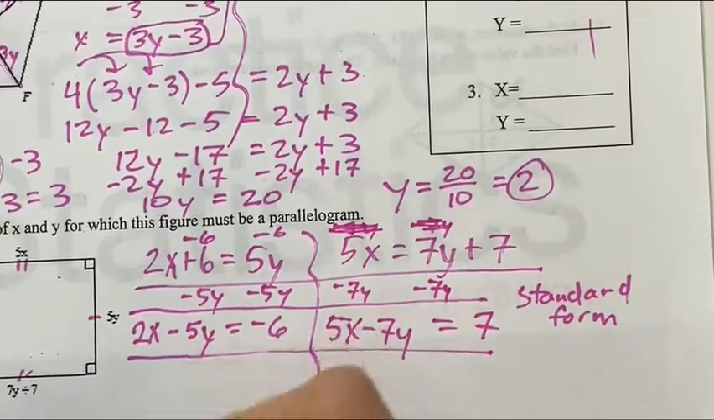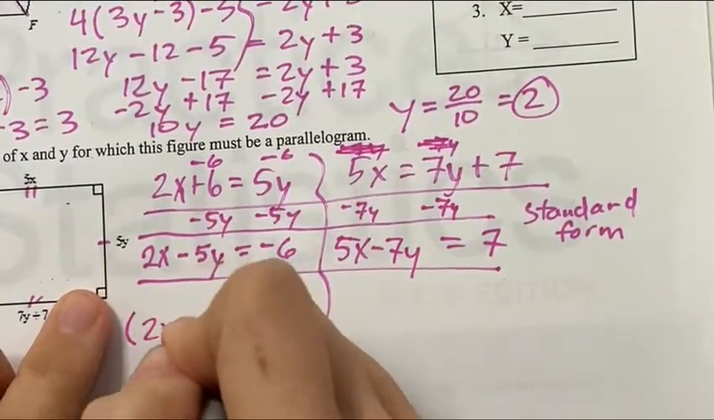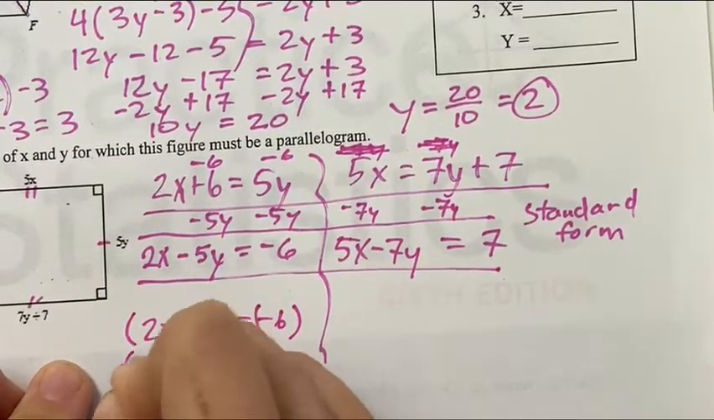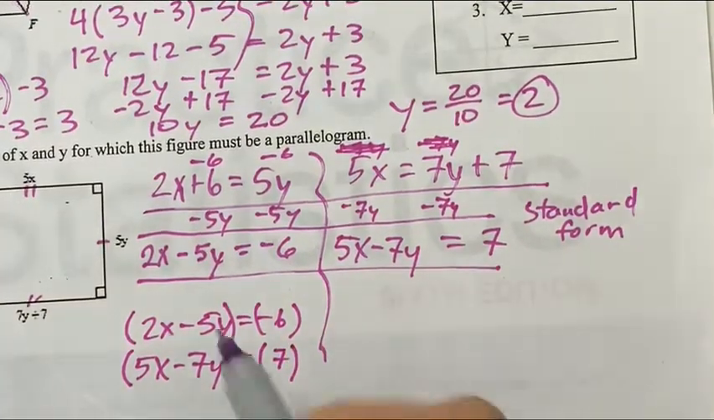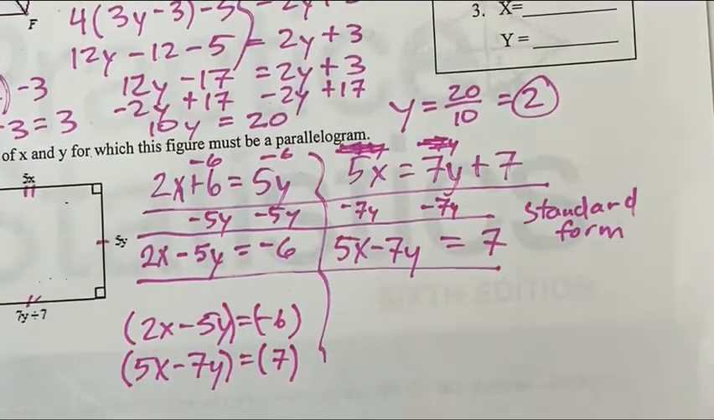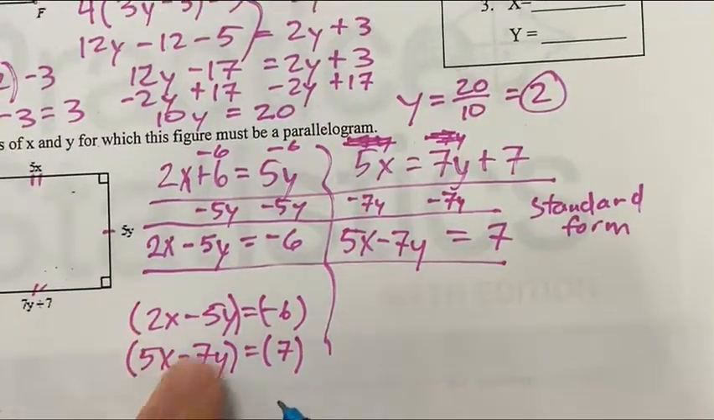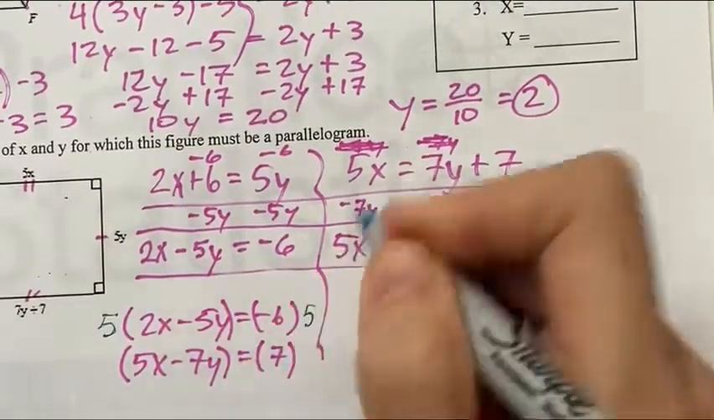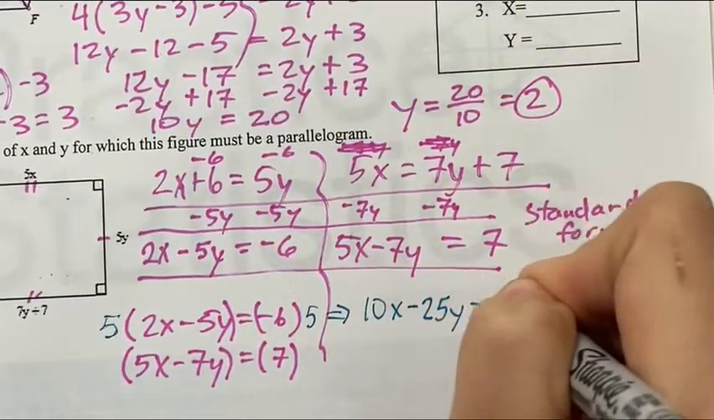Now, I put them vertically to each other and see if I can cancel. So 2x minus 5y equals negative 6, and 5x minus 7y equals 7. Okay, nothing cancels. So I have to multiply one with the other. So let's see what that looks like. I want the x's to go away. It looks like it's easiest to make the x's go away. So if I multiply everything on the left by 5 and the right by 5, I'm going to rewrite this: 10x minus 25y equals negative 30.